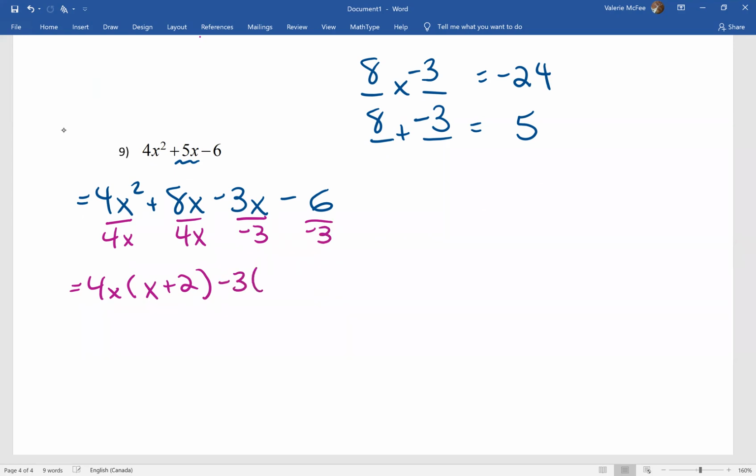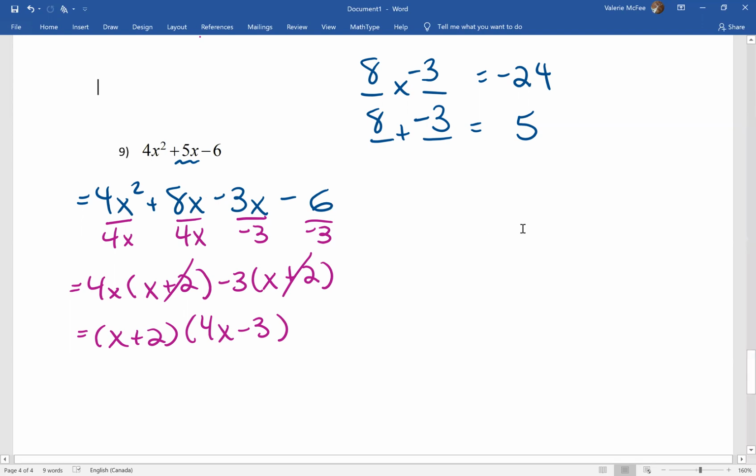-3 is common. Now we see that x plus 2 is common, leaving 4x minus 3. There is a lot of practice for factoring quadratic trinomials on the class Moodle page. I strongly suggest that you pause the video now, go take a look at that, and get some practice in.